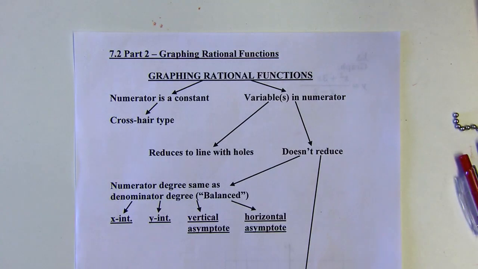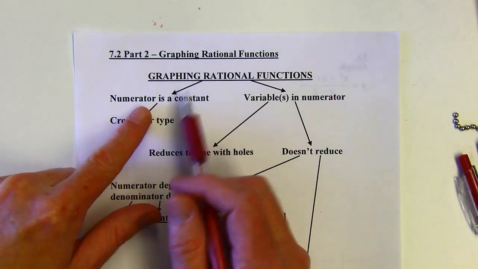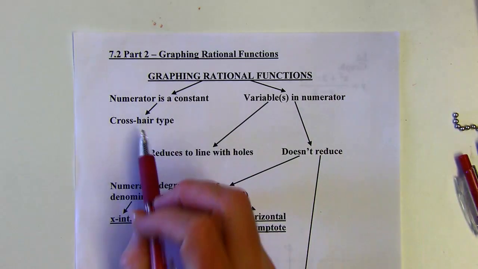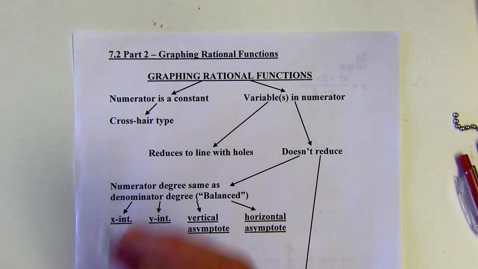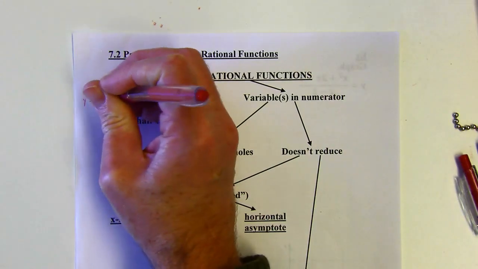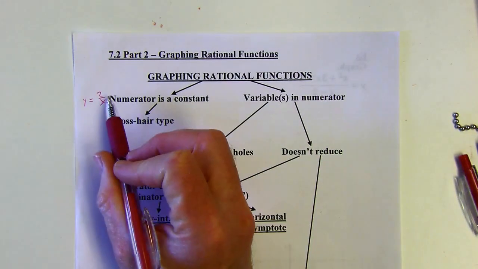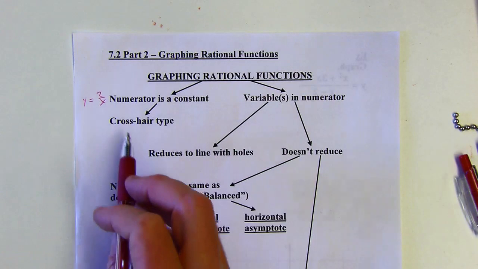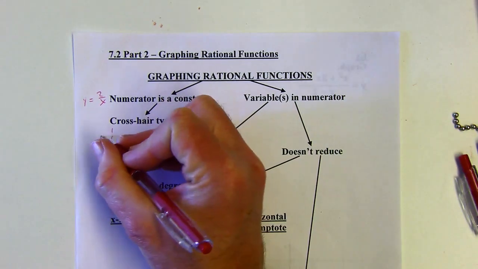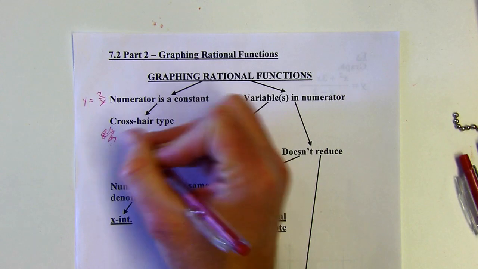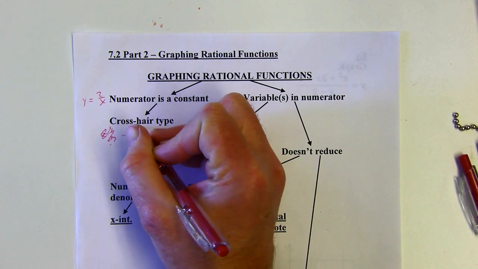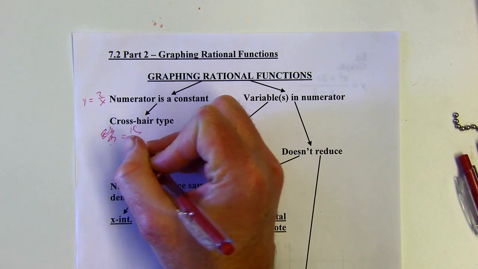Okay, so graphing rational functions. In part one, we graphed some different types, and we started off with what I call the crosshair type, and that would be when the numerator is a constant. So if you had something like this, numerator is a constant, and then that's going to be the crosshair type, where you make the crosshair and get, well, this particular one. The curves will be in those two corners, okay?